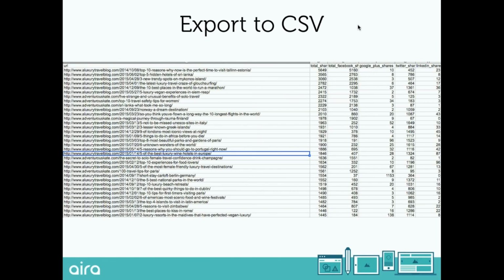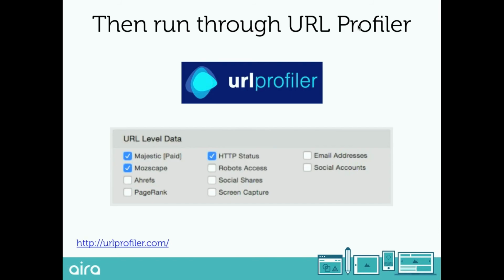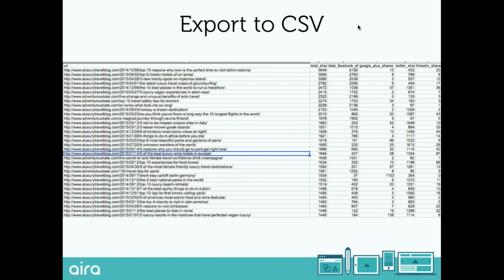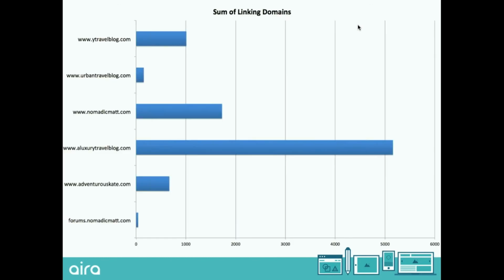So we can see here that actually Nomadic Mat is second in line behind a luxury travel blog, which appears to be getting the most linking domains. Now, the great thing about this process and what BuzzSumo does is that generally it will filter out the homepage from its results. So 9 times out of 10, the most linked to page on a website will be the homepage. And that's just obviously natural, that's the way that the web works. But BuzzSumo filters that out.